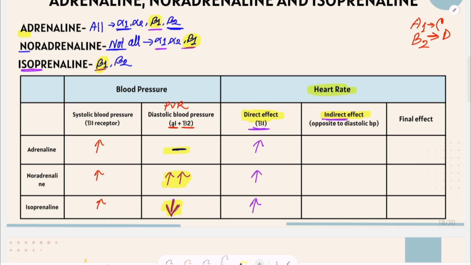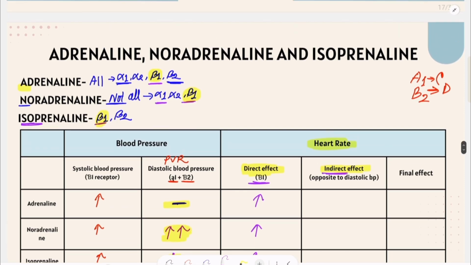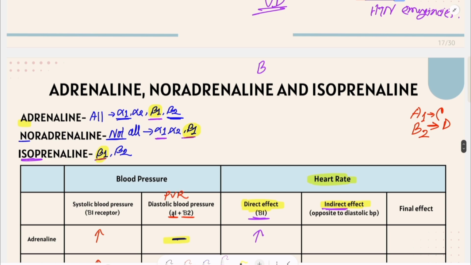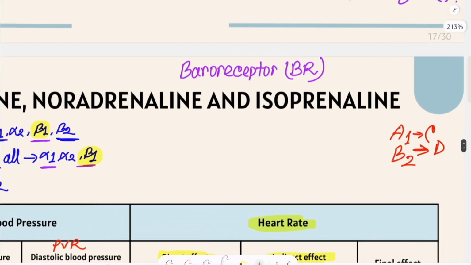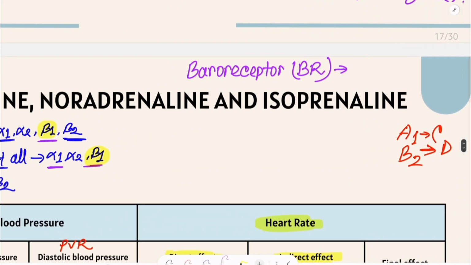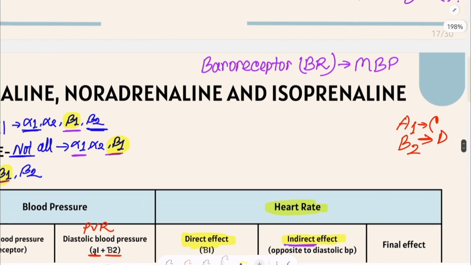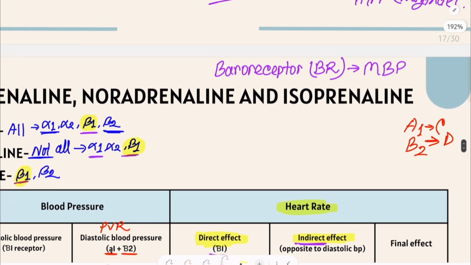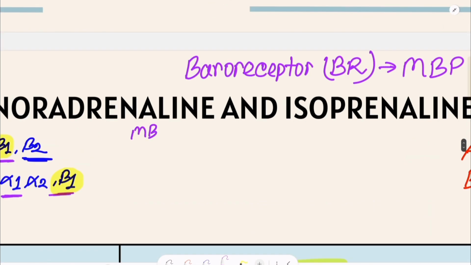So the sensor is present in the blood vessels, and the name of the sensor is baroreceptor. And baroreceptor mainly senses the mean blood pressure. So you must be knowing the formula of mean blood pressure from physiology. Mean blood pressure is equal to diastolic blood pressure plus one third of pulse pressure.